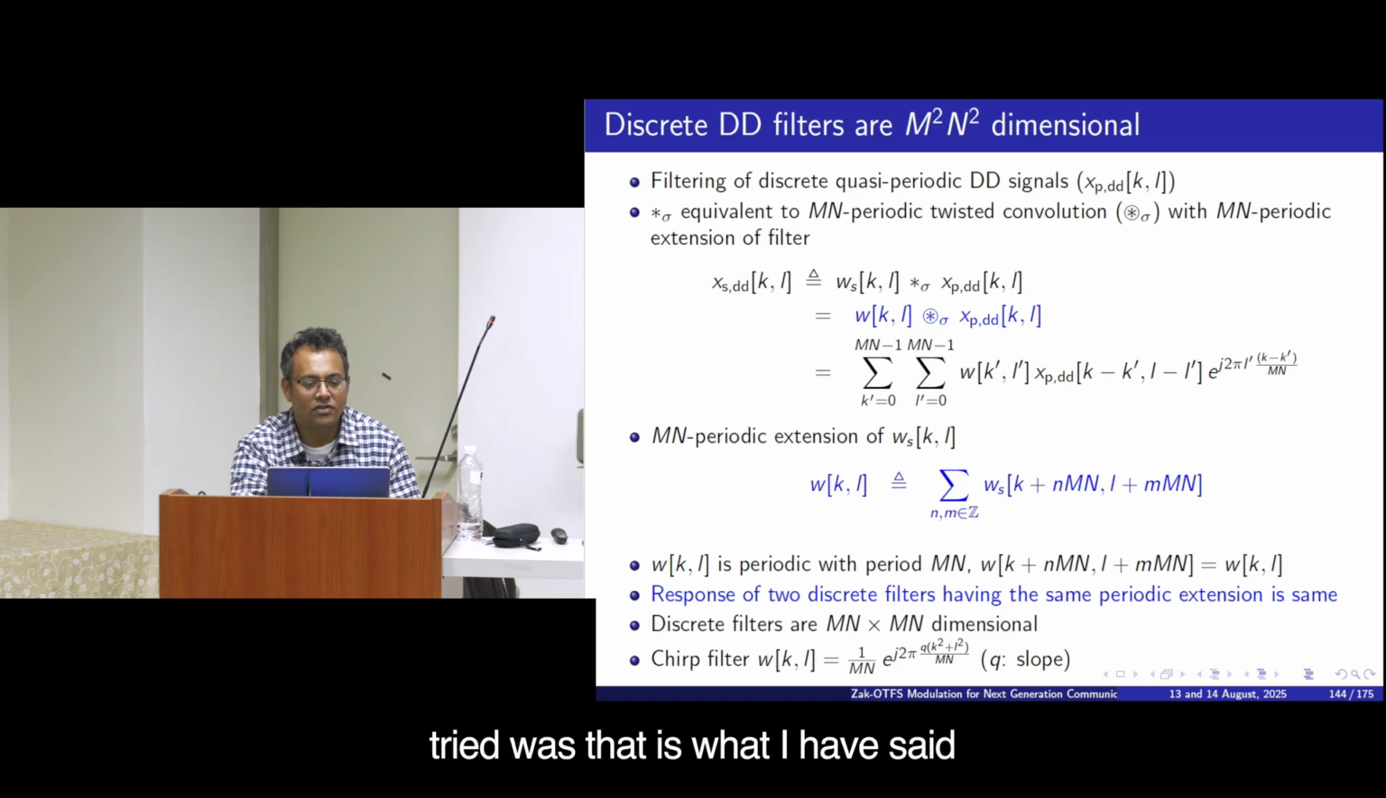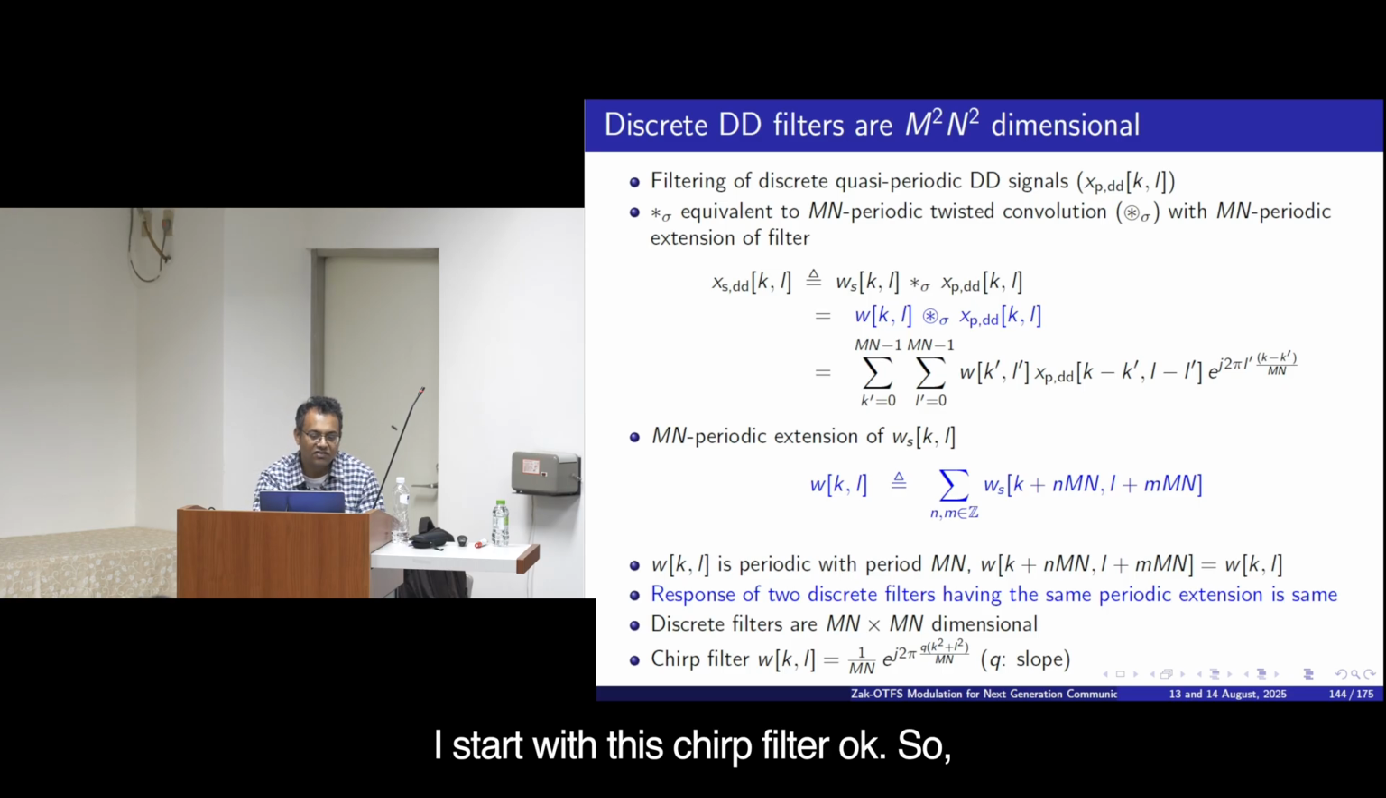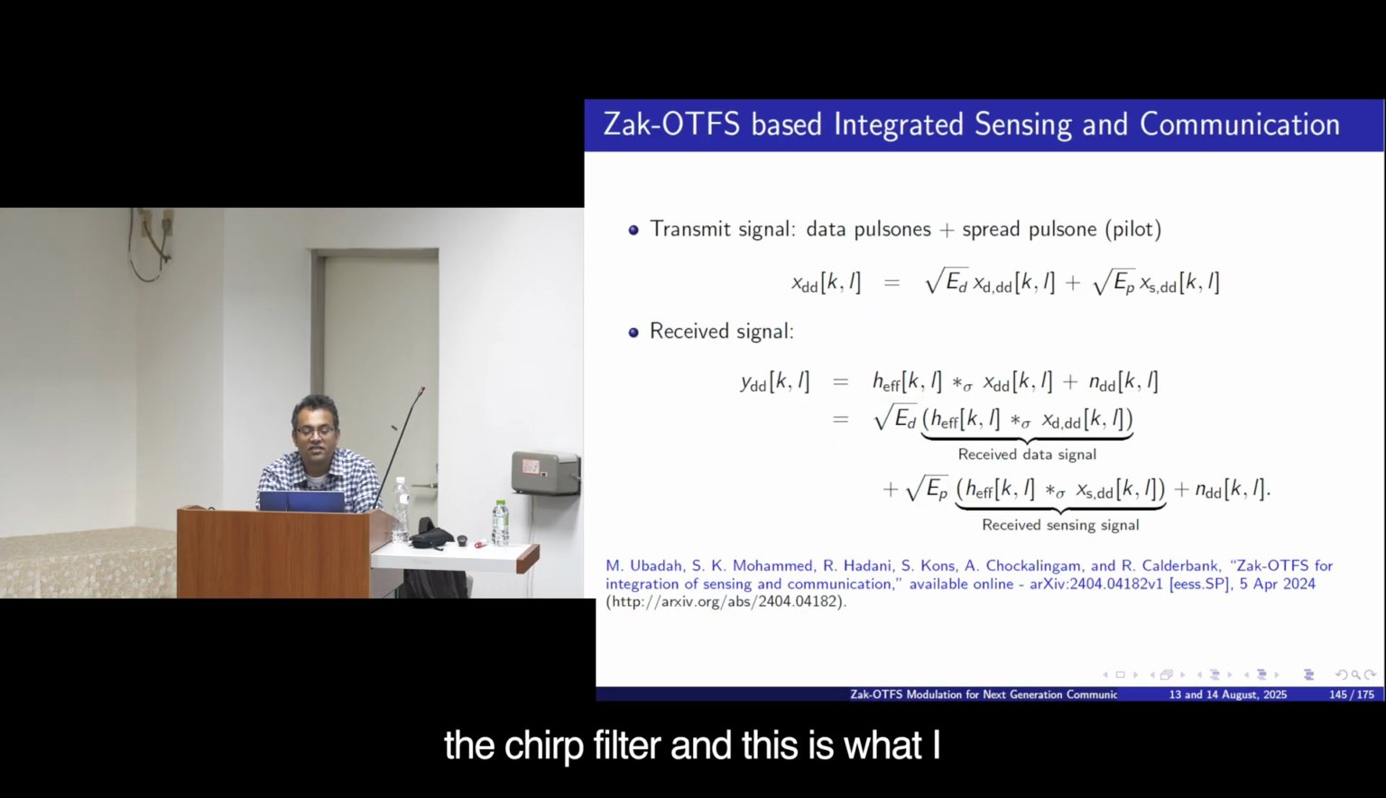What we tried was, that is what I have said here, that discrete filters are mn by mn dimensional, m square n square. Response of two discrete filters having the same periodic expansion is the same. Okay. In this example, I start with this chirp filter. Okay. So this is the chirp filter, the slope is q here. It's just a specific design. Okay. And I do the filtering with the chirp filter, and this is what I do.